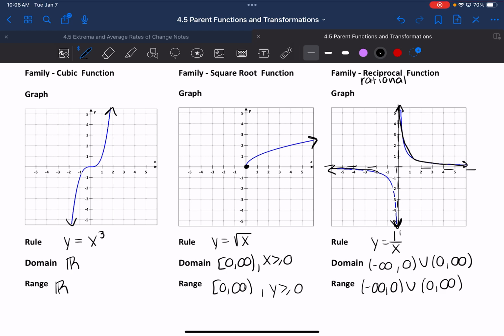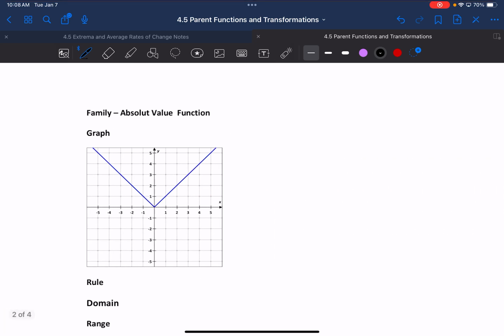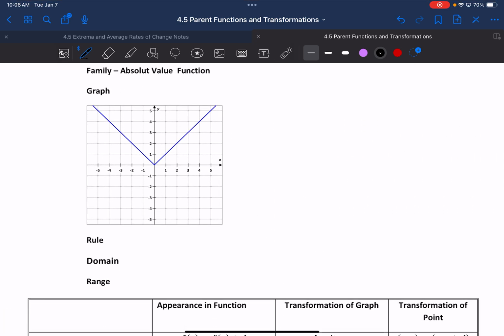Oh, we got one more. Sorry. On the next page, we have our absolute value function. So anybody know what the equation for this one is? Yep, inside the absolute values. Very good. So y equals the absolute value of x. So this one has a lot of the same characteristics of your quadratic parent function, right? But instead of having that curve to it, it's those straight lines. Very similar, though.